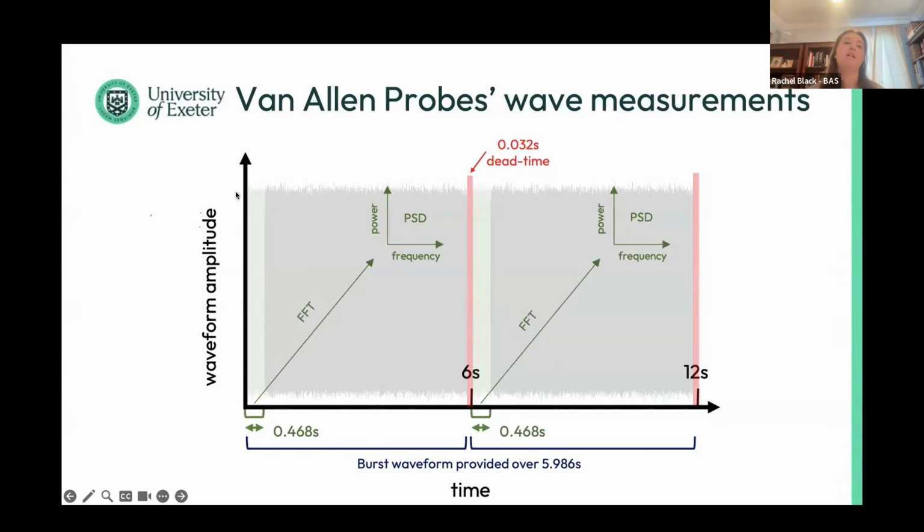Just to describe that a bit more clearly, here I've got an example of two 6 second time periods of the raw waveform. The green shaded area of this waveform is the section of the measurements upon which the Fourier transform was performed to provide a power spectral density with frequency at every 6 second timestamp. And additionally, this was also rebinned into a semi-logarithmic frequency range to further allow storage to be reduced.